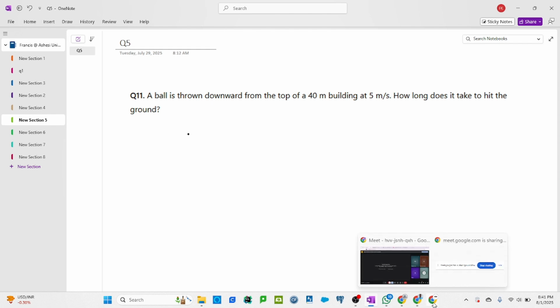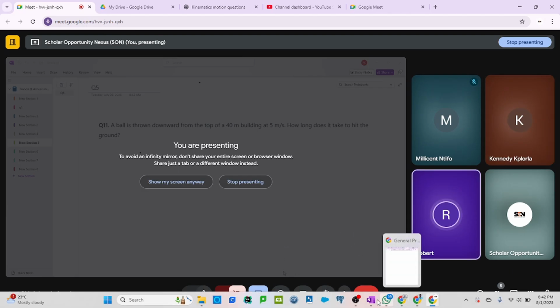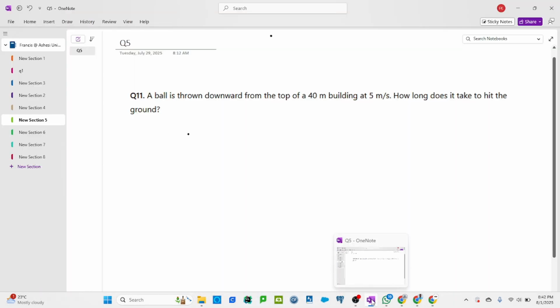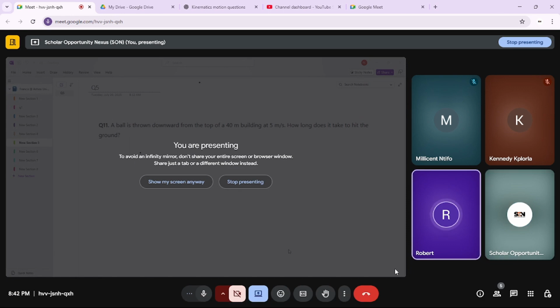I want to make a clarification. Sir, I wanted to ask that since they said a ball is thrown downward from the top of a 40-meter building at 5 meters per second, will the initial velocity be the 5 meters per second? Oh, it's a question we are exploring, right? That's what I'm asking you guys. Sir, yes. So now our u is 0.